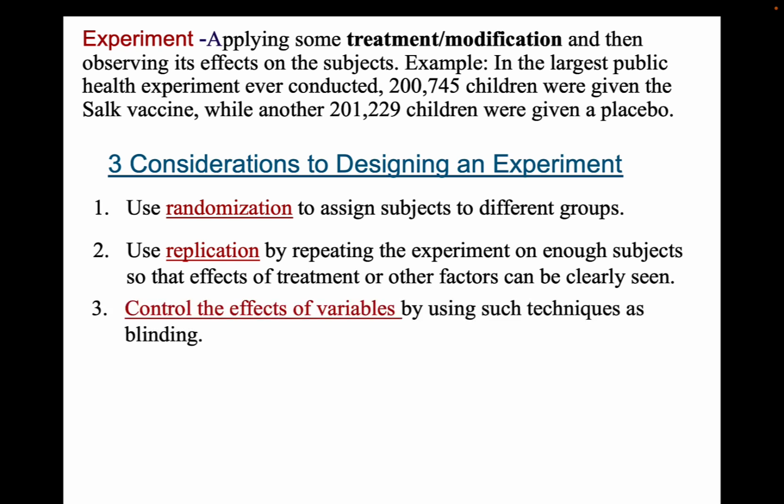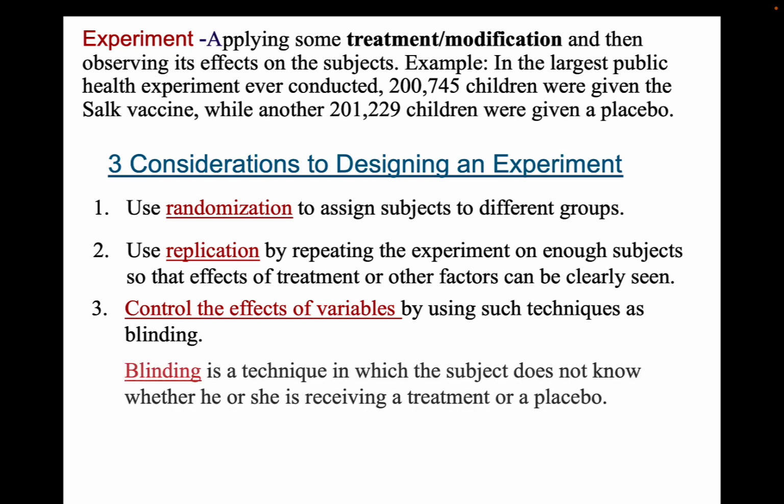Three, you need to do your best to control the effects of variables. One way to do that is to use a technique called blinding. That's a technique in which the subject does not know whether he or she has received the treatment or the placebo. Placebo means fake, you guys. If you think, what's a placebo? It's like a fake. So maybe it's like a sugar pill. So if you don't tell your subject if they've received the pill that has an effect, or that you think has an effect, versus the sugar pill, then you've done a technique called blinding.